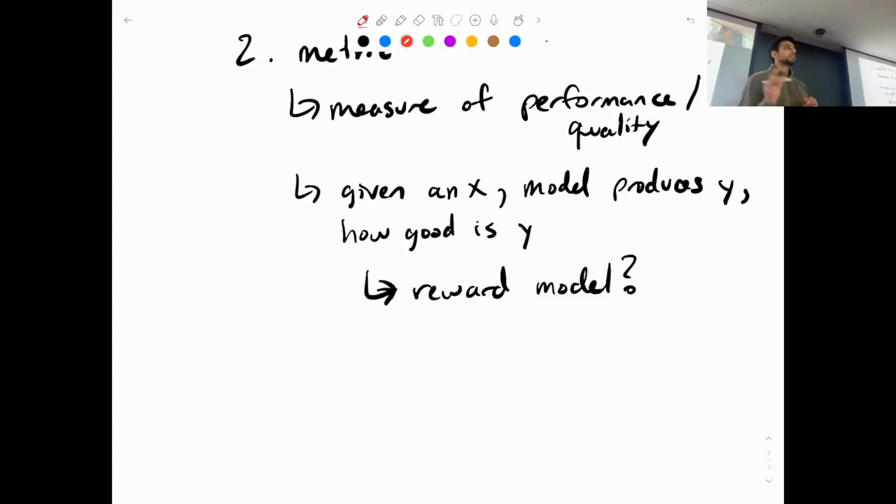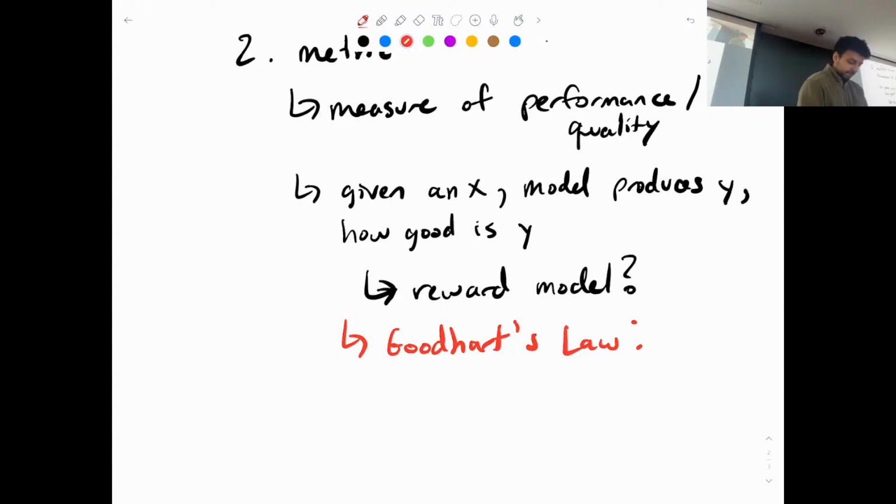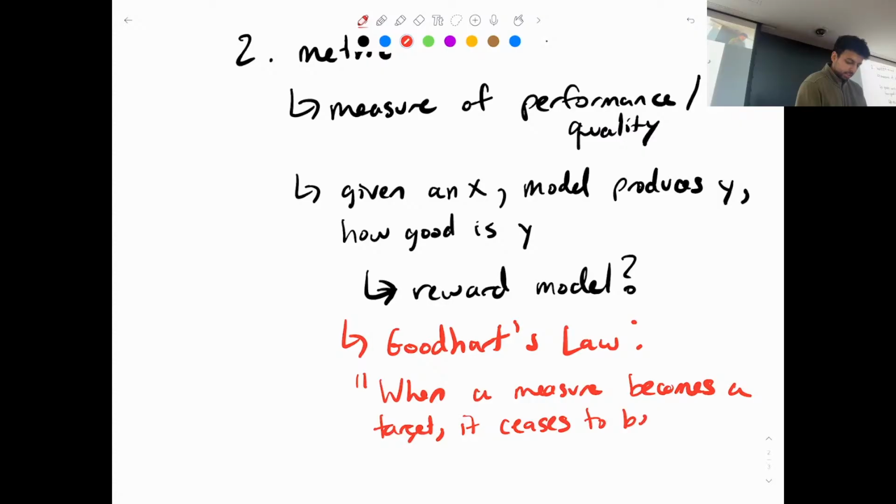I also wanted to highlight a common phrase that is discussed a lot when it comes to evaluation, which is called Goodhart's law. And this is just one sentence: When a measure becomes a target, it ceases to be a good measure.